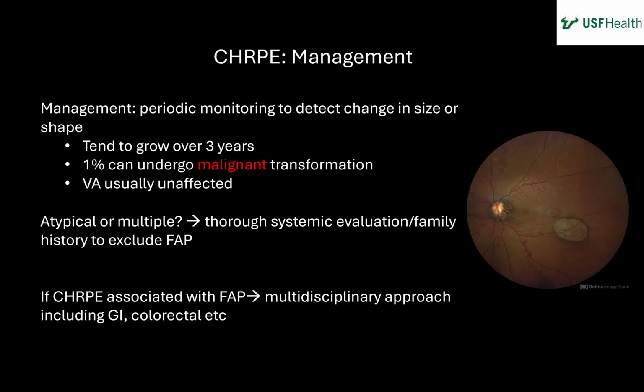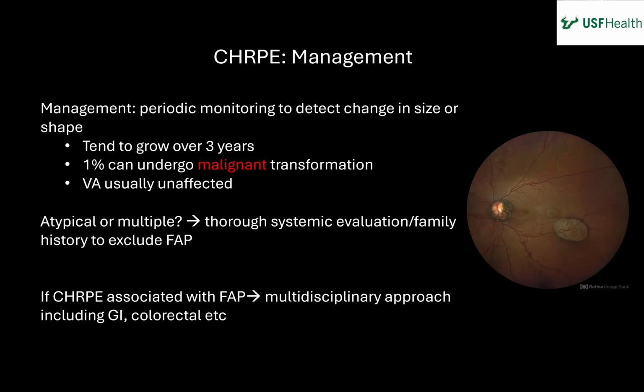In general, the vision is not really affected in most cases, unless in the rare case it is in the fovea, but mostly it's peripheral. This is actually a pretty interesting example where there's CHRPE around the nerve and the macula, that's pretty uncommon. And then if you have any of those atypical features, or there's multiple, that's when you're considering to pursue a systemic evaluation and get a good strong family history, to exclude or potentially identify a patient with this FAP disorder.